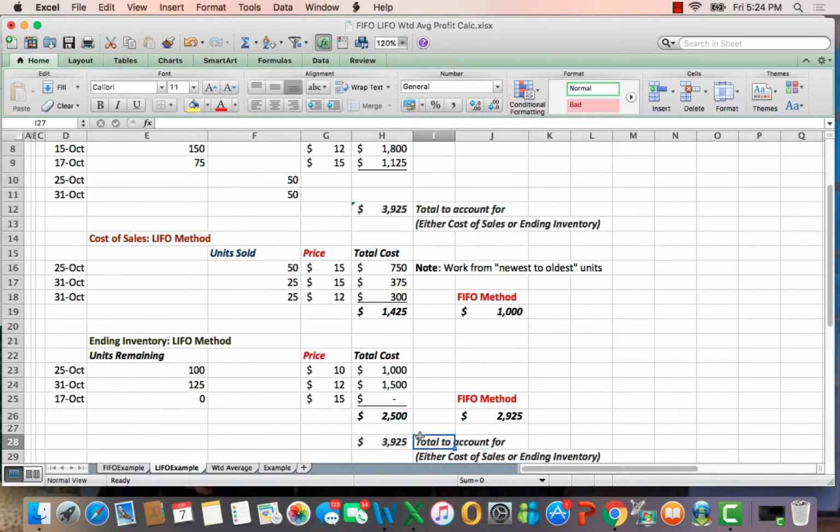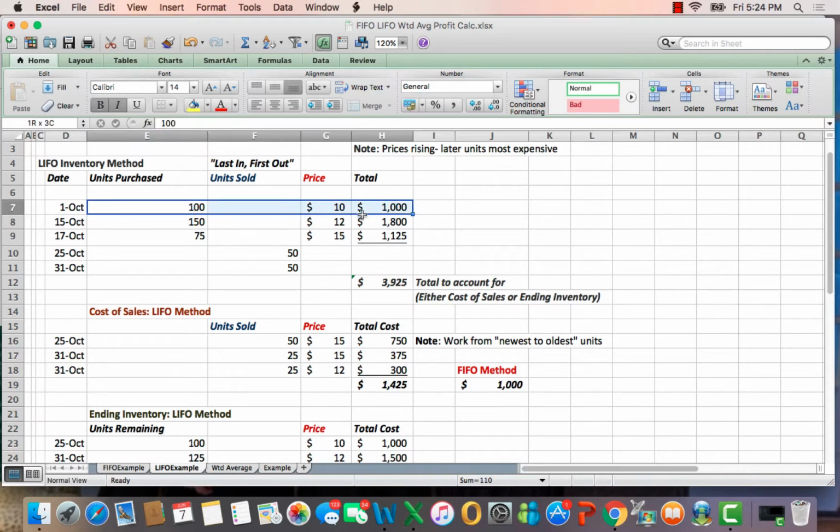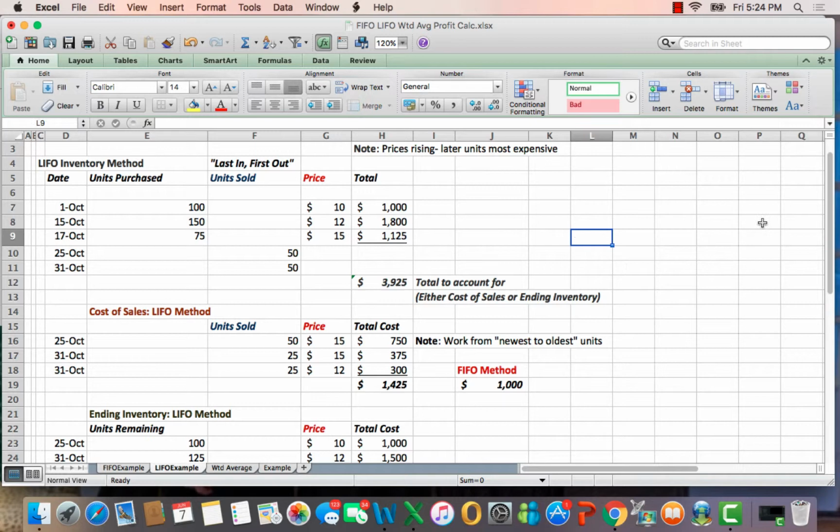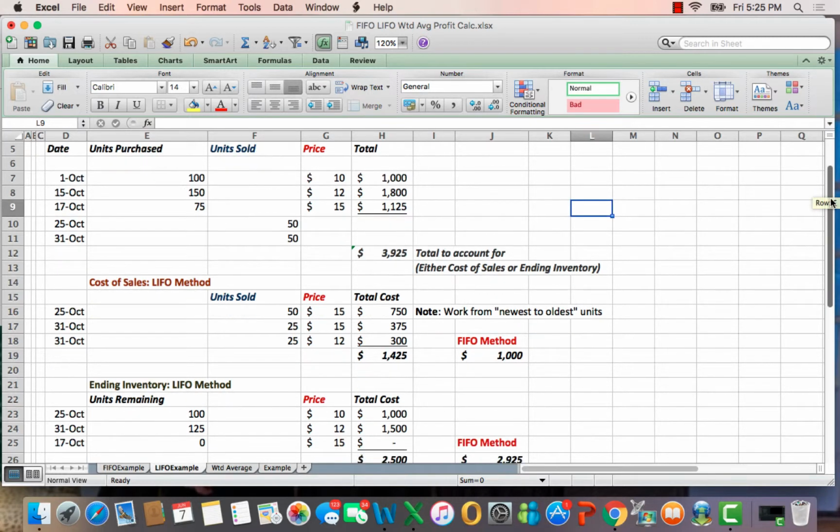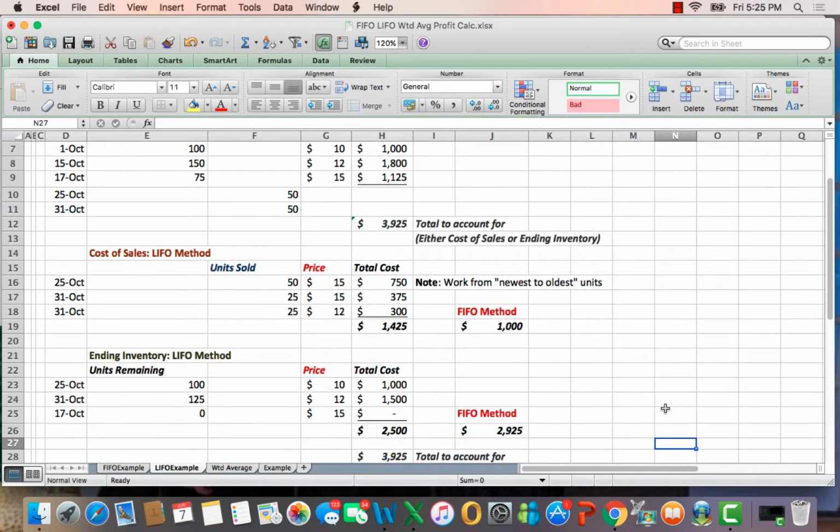Now, what's left in ending inventory? Well, what's left is the oldest items, which are all the units at $10, and the remaining units at $12. So you can visually see that. So here's the 100 units at 10, just like up here. Here's the remaining 125 units at 12, which is taken from up here, less the 25. If I add it up, the total cost that's still on the shelf that's in ending inventory is $2,500.